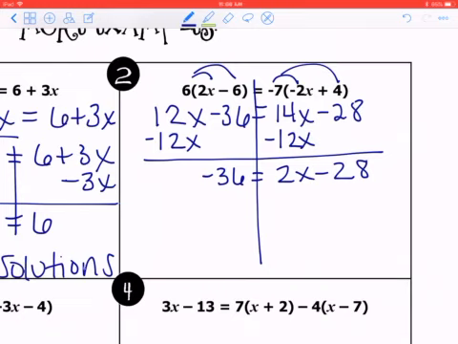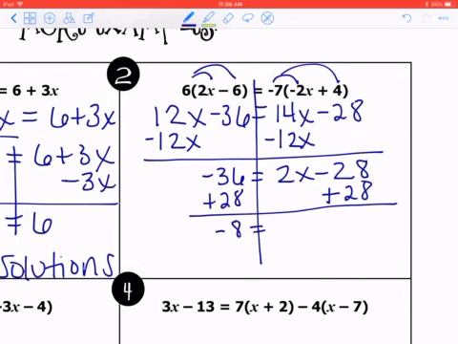And so right now it's looking like nothing's going to cancel. So we're probably looking for an answer here. So it's not always going to be a special solution. Sometimes we can get answers. So continuing on, you would add 28, which gives you negative 8. Divide by 2. And so x equals negative 4. And make sure you write your x first.